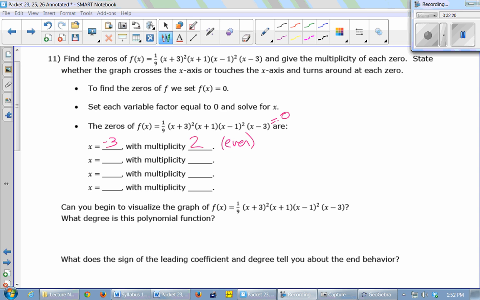Okay, so my next factor, x plus 1, when I set that equal to 0, I get x equals -1. The multiplicity is 1, because that's just a factor one time. For x minus 1 squared, set that equal to 0, and you get x equals 1 is a 0, but it's a 0 2 times. So we say that's multiplicity 2, which is even. And the last factor, x minus 3, you set that equal to 0 and solve, you get x equals 3. The multiplicity is 1 because it's just a factor one time, and that's odd.